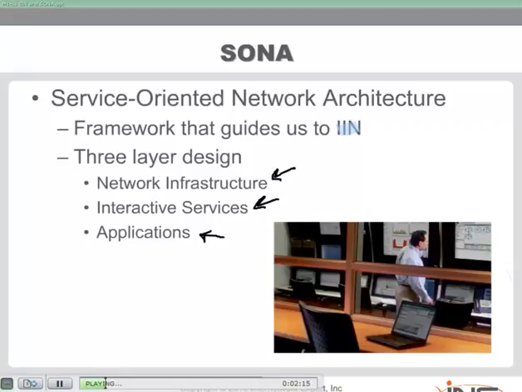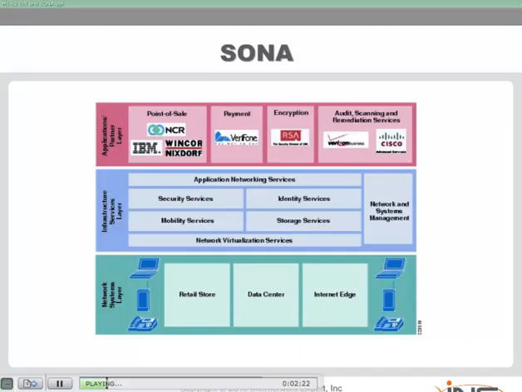Now, if you look at each of these layers of SONA, you will find, obviously, different components in the various layers. For instance, classic components that we would find in the network infrastructure layer are components for retail store outlets, components for data center portions of our network, components for the internet edge. In our upcoming lessons today, we'll talk more about the modules that you would find at the network infrastructure or network systems layer. I like to consistently call it the network infrastructure layer.